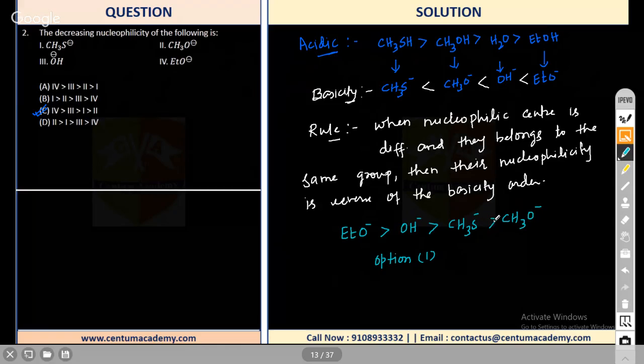Okay. Second thing is what? Since oxygen is a more electronegative element, it will attract the electron pair towards its side more strongly than CH3S minus, right? So here the attraction of this electron pair towards the oxygen will be more. Here it will be less, so it can attack easily. So it is a better nucleophile. Understood?